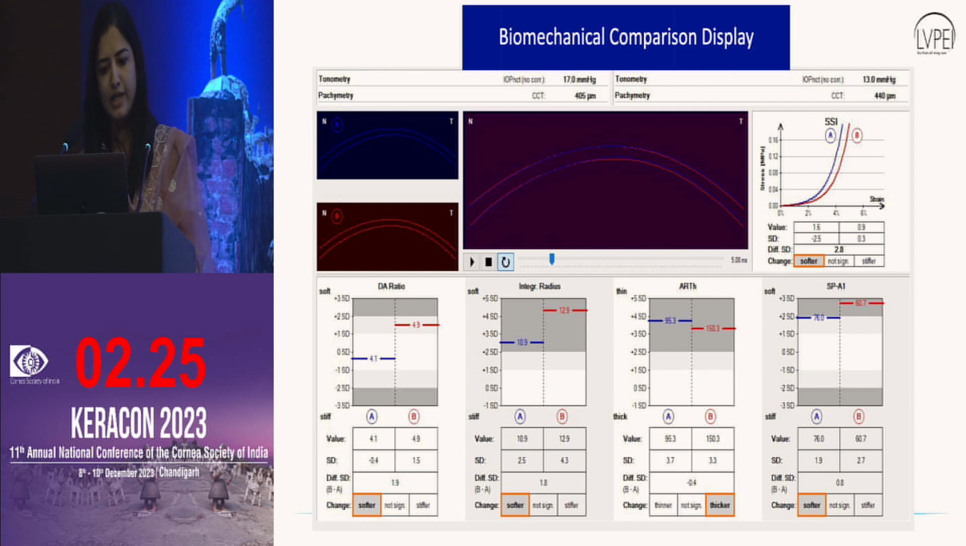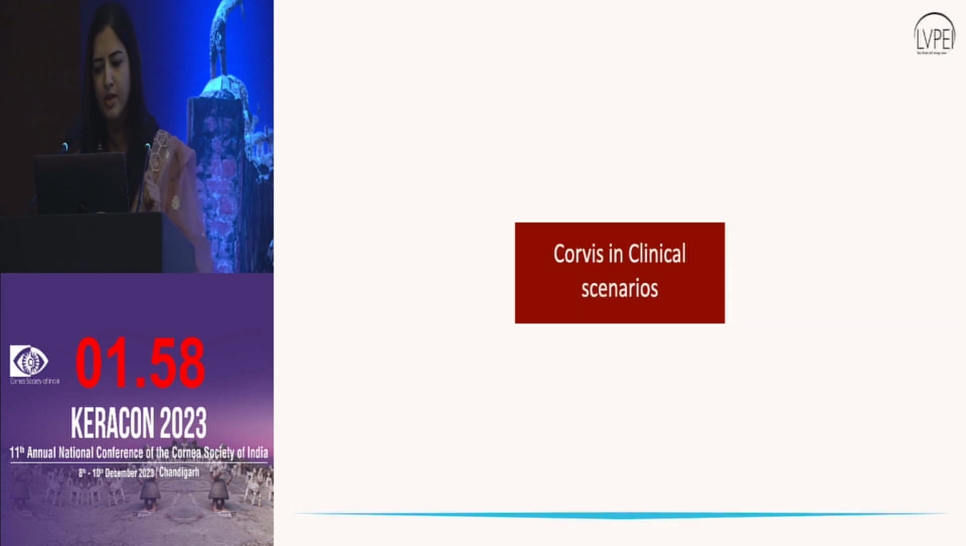And this is the biomechanical comparison display, which compares your corneal biomechanics over 2 visits. So for example, visit A was the previous visit and visit B is the current visit. So in the comparison maps, it is going to show how the stiffness parameter changed over time and how the SSI changed over time. And for ease, if you just look at the display, it also shows whether the cornea has become softer. Like in this case, it is showing that the corneal biomechanics has become weaker over time.